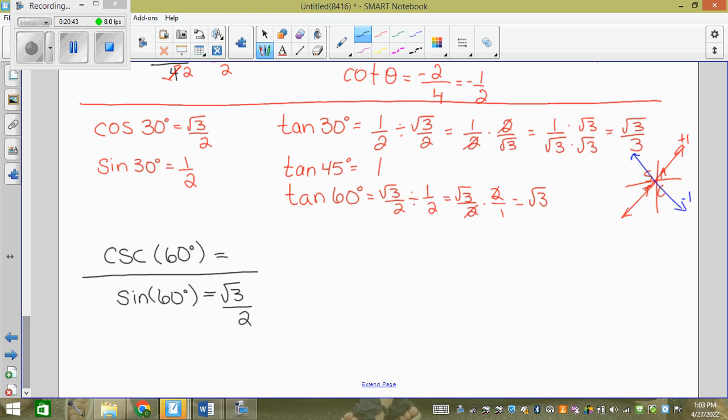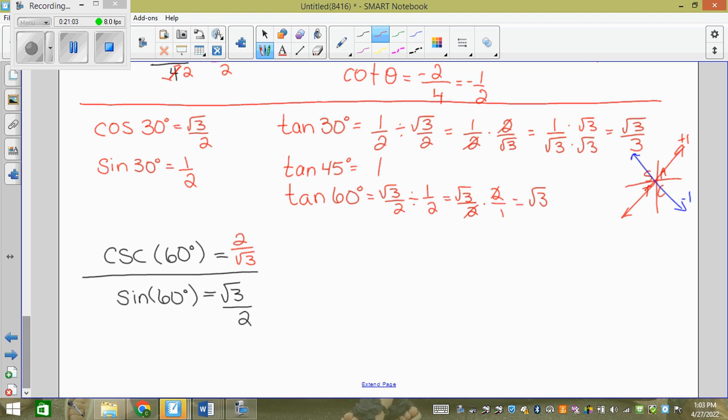We agree? We're allowed to flip answers, we're not allowed to flip angles. I'm going to embed that in your brain in hopes that you don't do that on the test. Flipping answers, not angles. So can I flip the 60? No, it's an angle. Can I flip the root 3 over 2? Yes, it's an answer. So if sine of 60 is root 3 over 2, cosecant of 60 is 2 over root 3. Now, why is that?